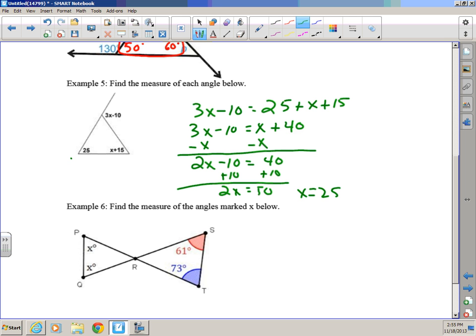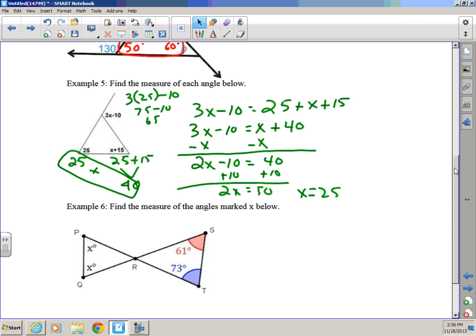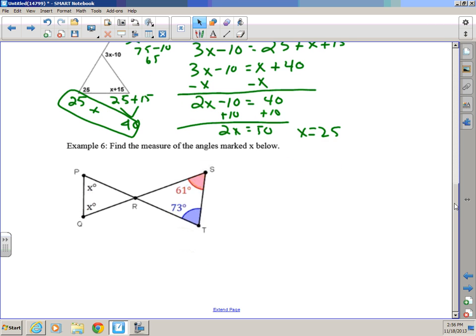Now I go back. I know this is 25. 25 plus 15 tells me that this angle is 40 degrees. Then 3 times 25 minus 10 gives me 65. Is 65 these two added together? Yes, they give me 65, which is what that angle is. Okay, and the last example.